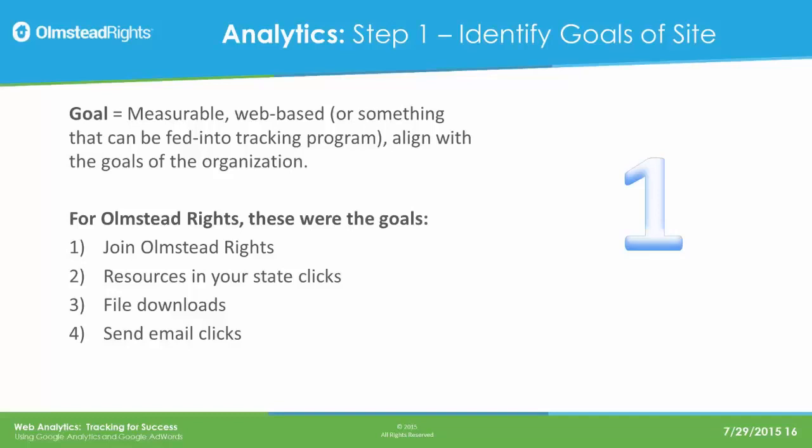Again, going back to the presentation, the key step on the first part is identifying the goals, and we call goals measurable web-based actions that can be aligned with the goals of the organization. So we really want to know, are they accomplishing what it is? So again, from Talley's perspective with Olmstead rights, one of the things was, are they looking at the resources related to the states? And so we set that up as a goal. So the 4 goals that were set up on Olmstead were joining Olmstead rights, getting their emails in there, resources in your state clicks, so people actually drove down into the state areas and looked at different resources, and how many files were downloaded.